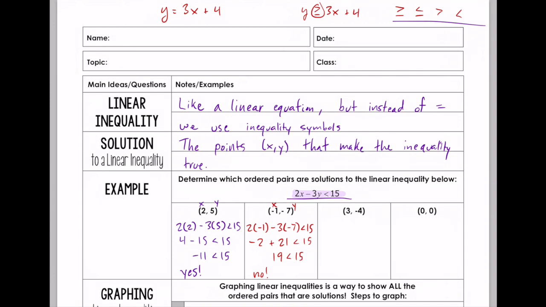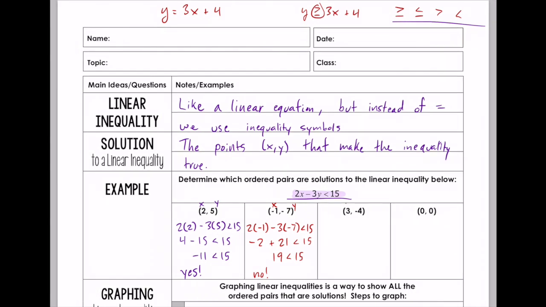For those next 2 points, I'd like you to try that on your own, on your paper, and then check back with the video to see if you were right. Let's check our answers. So x should be 3, y should be negative 4. We're going to plug those in. So 2 times 3 minus 3 times negative 4 is less than 15. We have 6. And negative 3 times negative 4, that's going to be positive 12. So we have 18 is less than 15. That's not true. So we say no, it's not a solution to our linear inequality.